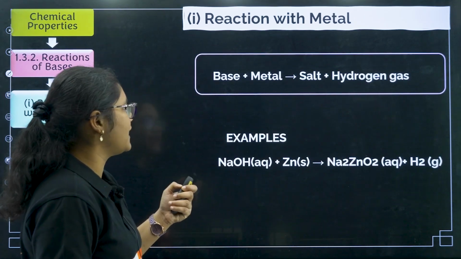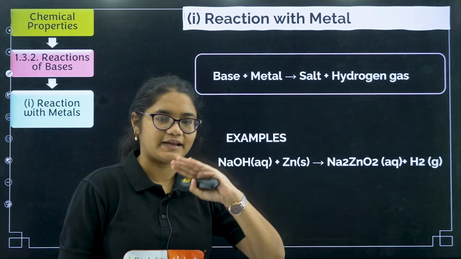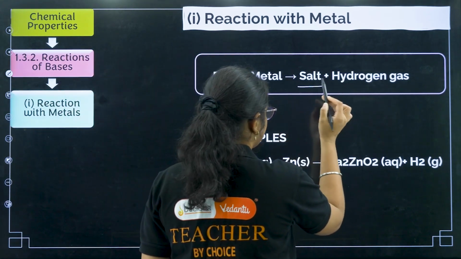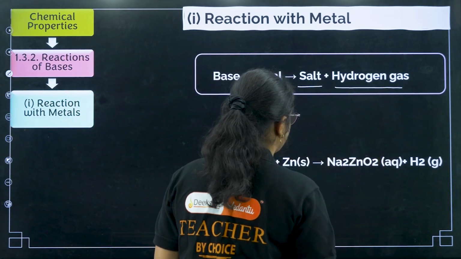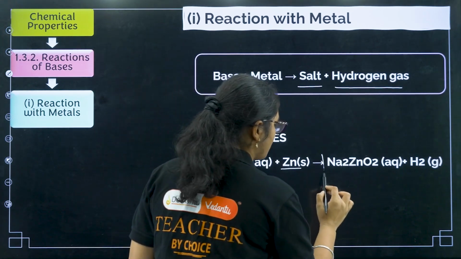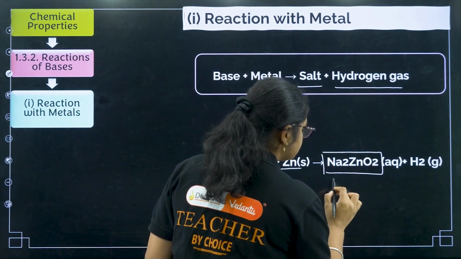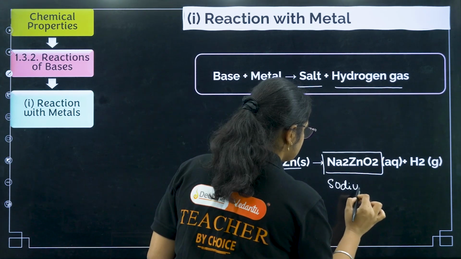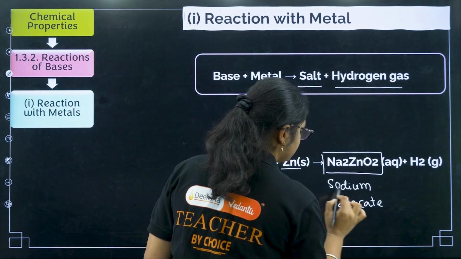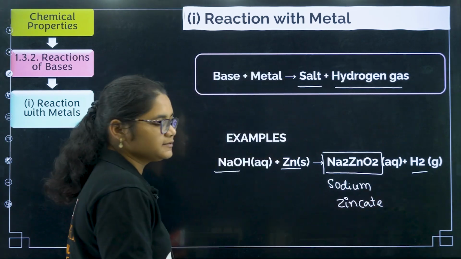Next, if you see reactions of bases, the first is reactions with metal. So again, when bases react with metal, the same products are formed, salt and hydrogen gas. Example, you can see NaOH and zinc. Here this salt is important, Na2ZnO2. This is called sodium zincate. This is important, plus hydrogen gas is produced.